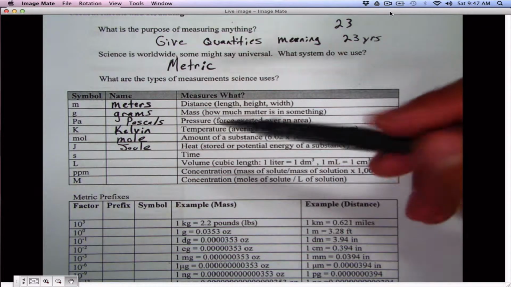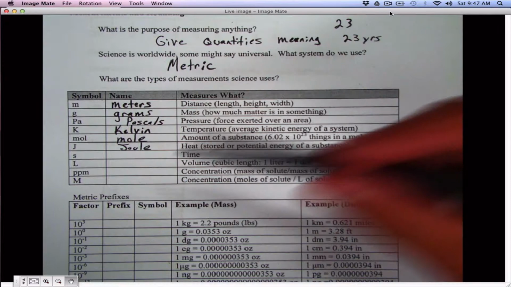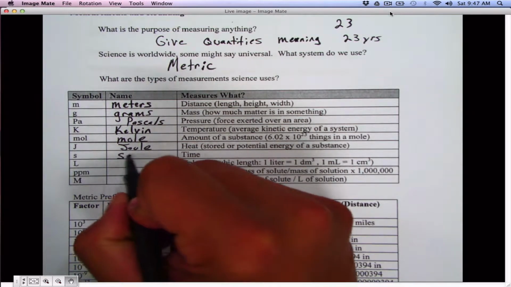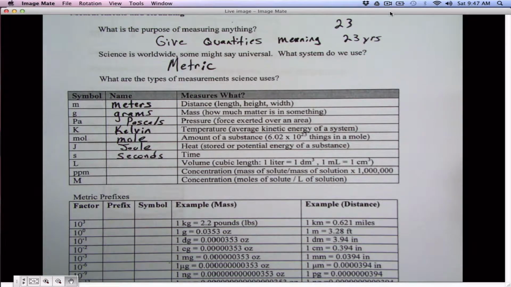So with joules, we're really talking about how much heat. We're going to burn stuff and see how much energy, in terms of joules, is going to be there. S is seconds. Okay, seconds, we also know is time. All right, don't forget time. There's also minutes, there's also hours, things like that.